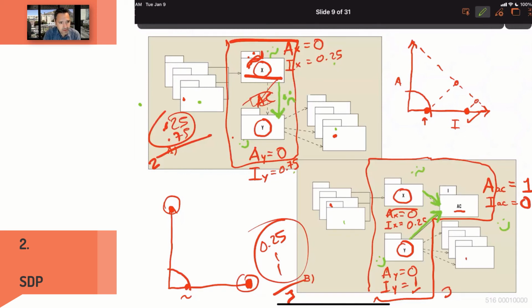What about the lines? The connection between X and AC. The connection between X and AC, happy or not? Let's use abstraction. With abstraction, 0 to 1. With instability, 0.5 to 0. Pretty happy, right? Any of the numbers that you use, pretty happy.